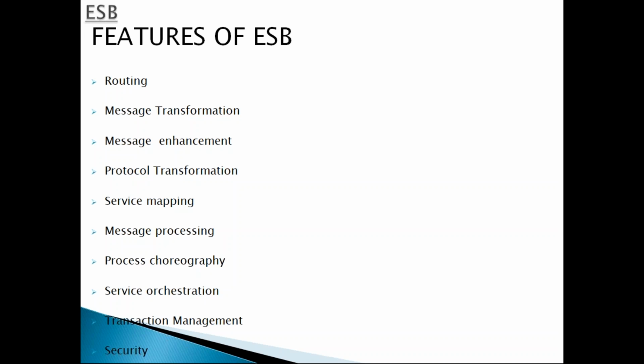Then we go to protocol transformation. This is also important because not all applications will connect on the same protocol. It can be FTP, HTTP, SFTP, or other kinds of protocols like TCP. Whatever protocols you have, it should be able to transform those protocols also. This process also happens internally. Then we go to service mapping. Service mapping is nothing but, if we have various kinds of services, ESB should be able to map those services also.